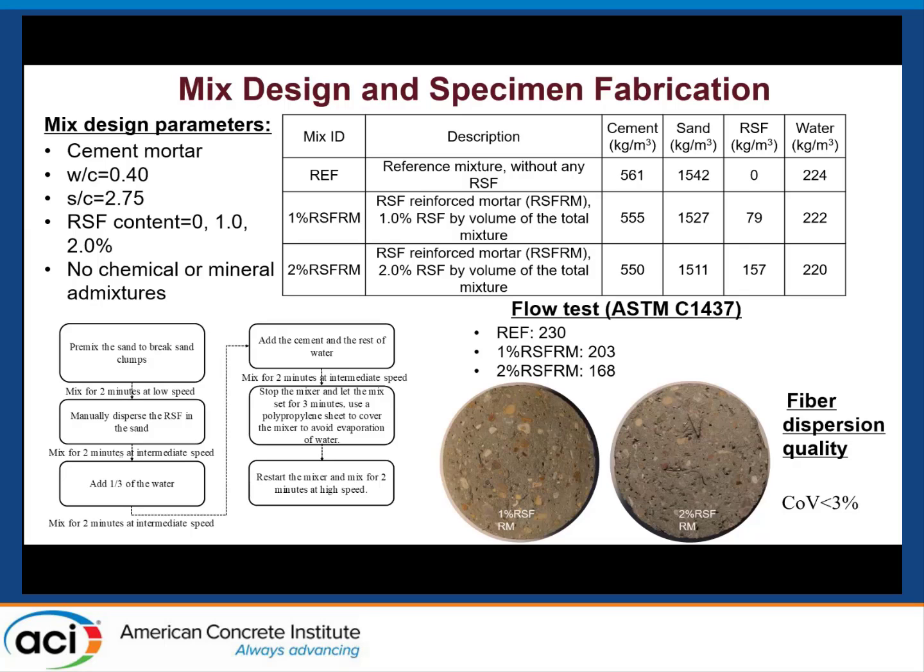And we also did a fiber dispersion quality test in our lab. So basically, we just made an additional cylinder specimen. Then we cut the specimen into different slices. By counting the number of fibers on different cross sections, we can evaluate the fiber dispersion quality. The total number of fibers that appear on different cross sections was found to have a coefficient of variation lower than 3% for both the 1% and 2% recycled steel fiber reinforced mortar. And since the value is very low, we consider our fiber dispersion quality was good.